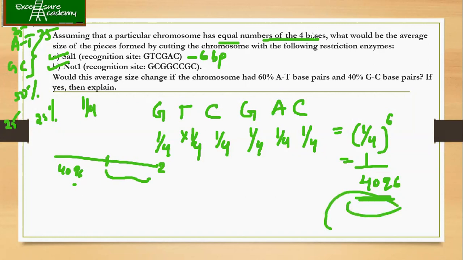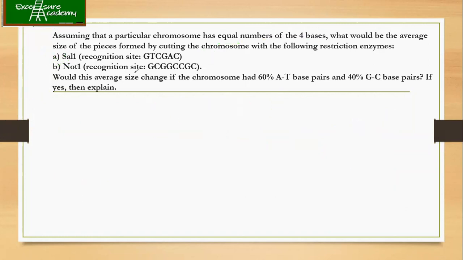Now similarly for the NotI one also. How many are there? 1, 2, 3, 4, 5, 6, 7, 8 are there. Keeping this in mind, similarly for this it becomes 1/4 raised to 8. So this is the value you get. Now coming to the second part of the question. What does the second part of the question say?